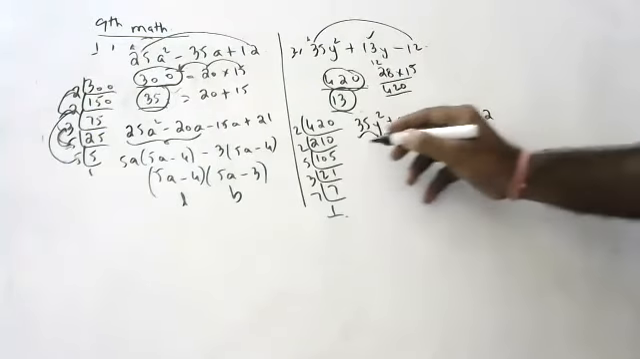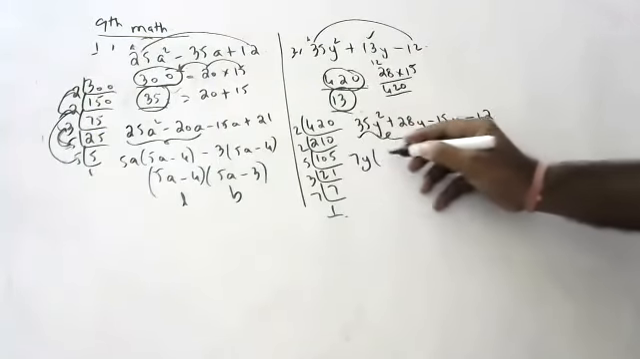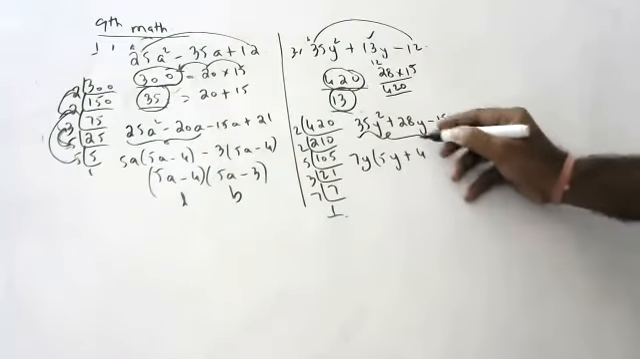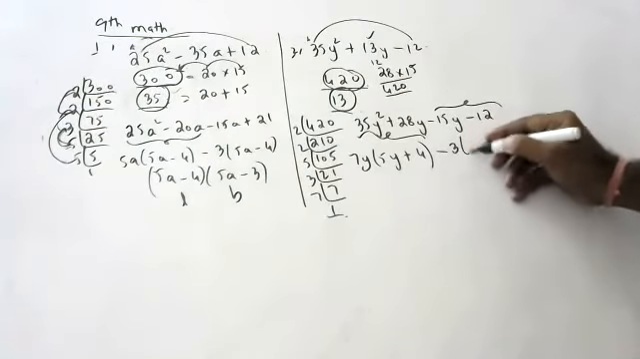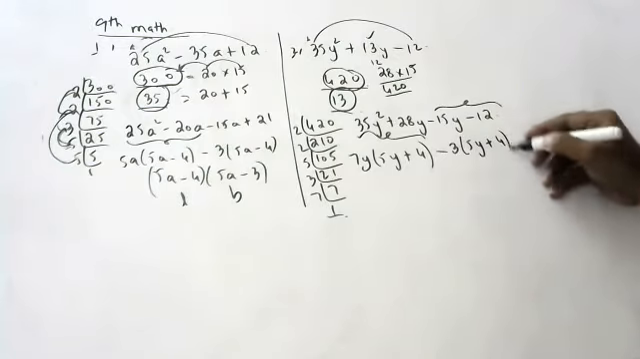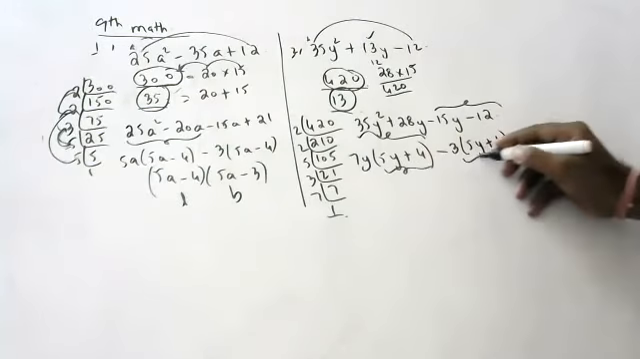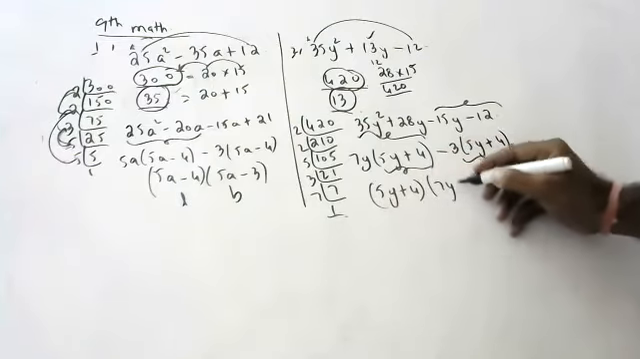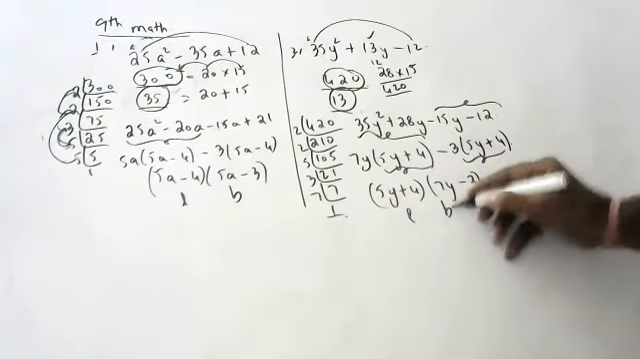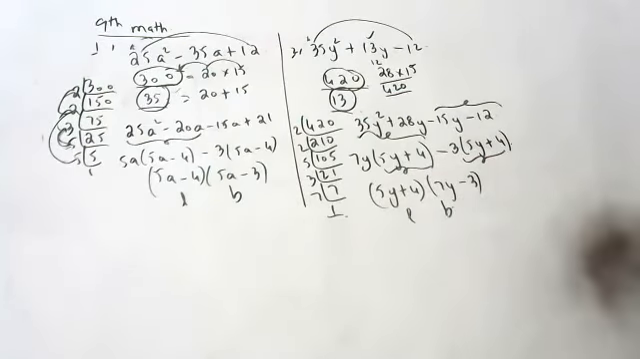In this, what is common? 7y. 7y times 5y plus 4. In this, what is common? 3. 3 times 5y plus 4. So what is common, children? 5y plus 4 into 7y minus 3, sir. Very good. So this is your length, this is your breadth. Right, so 2 factors you should get. Okay, children, next one.